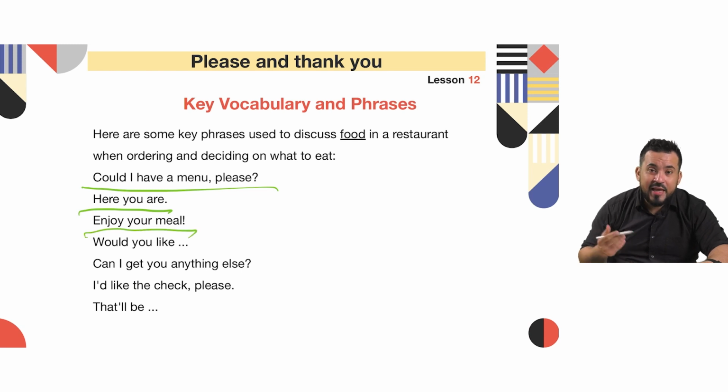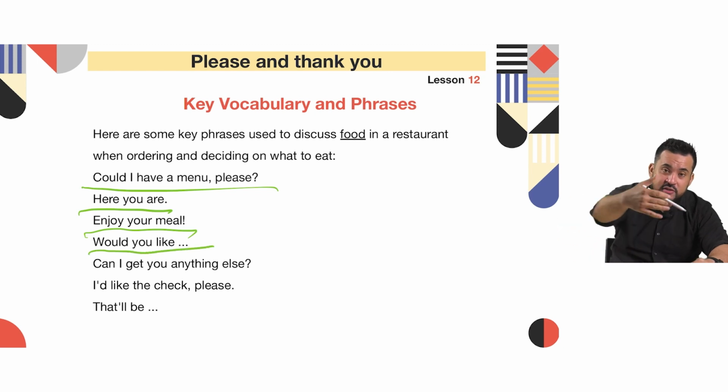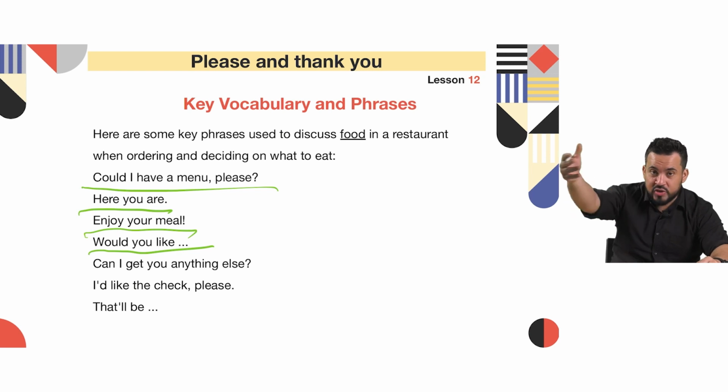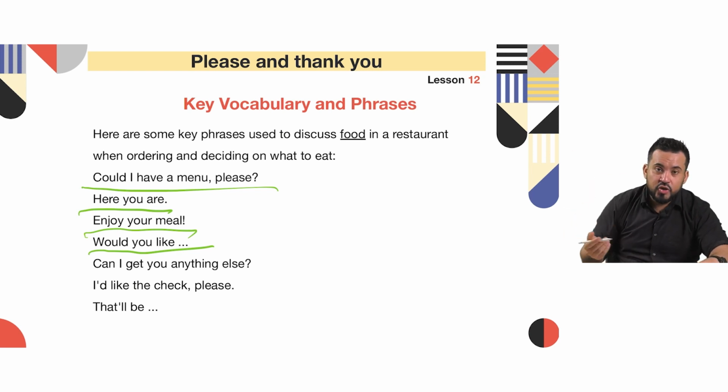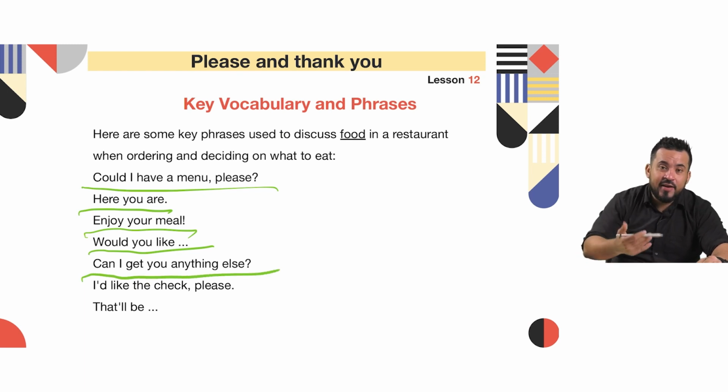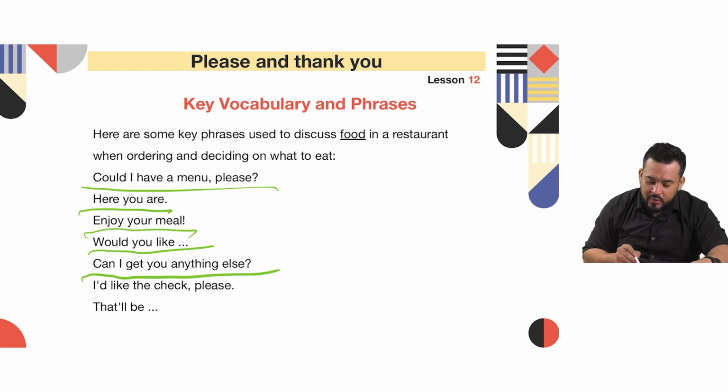Enjoy your meal. Another phrase used by the waiter or by your friends if they know you're going to a restaurant. It's a nice thing to say to someone who is going to eat or about to eat. Can I get you anything else? At a restaurant, after you order, the waiter will normally ask, can I get you anything else? It means, would you like to add to your order?